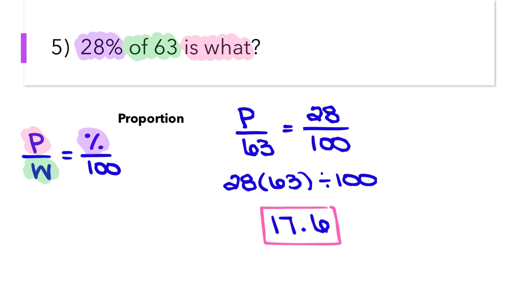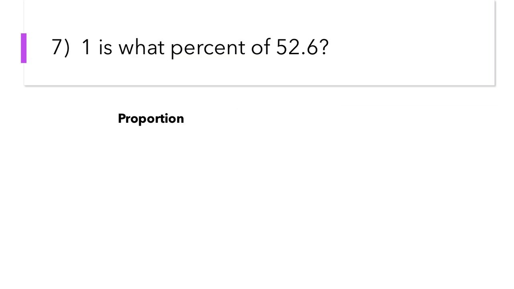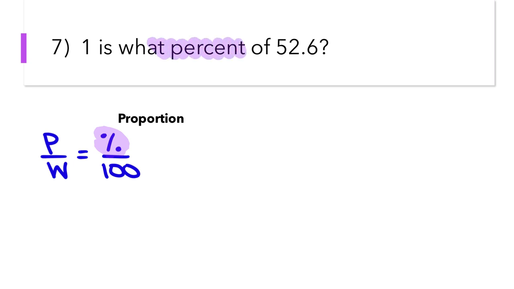It's fun and fabulous. All right, let's go to number 7. 1 is what percent of 52.6? And we're still focusing in on the proportion. So we have part over whole equals percent over 100. And does anything have the percent sign? Nope, so it is the missing part. Which of these is the part? The 1. And the whole? 52.6. Good. I like this question because it rearranged all your pieces for you, but it still keeps the is and the of prevalent in the problem.